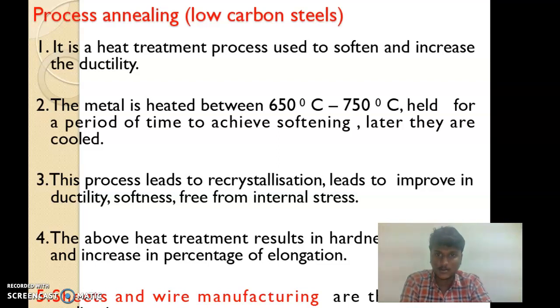The material or metal is heated between 650 degrees centigrade to 750 degrees centigrade, held for a period of time to achieve softening. Later, it is cooled. This process leads to recrystallization, which leads to improved ductility, softness, and freedom from internal stresses. The heat treatment results in reduced hardness and an increase in percentage of elongation. Applications are sheet manufacturing and other common applications.